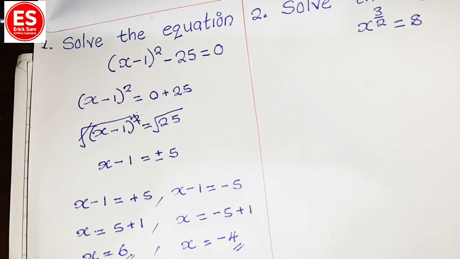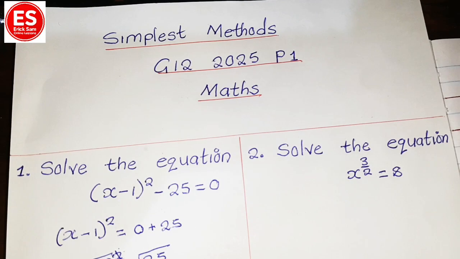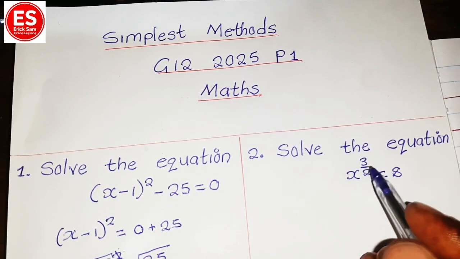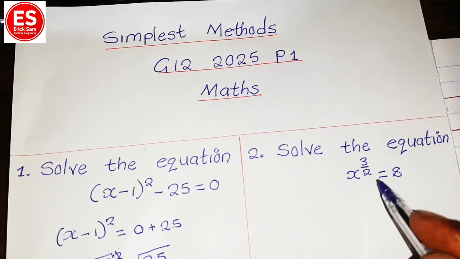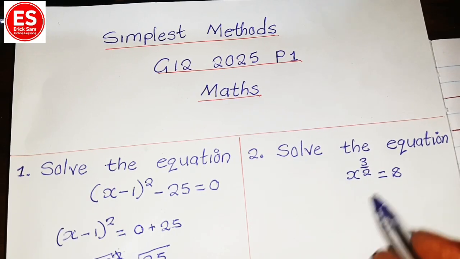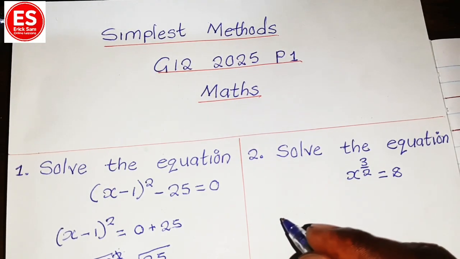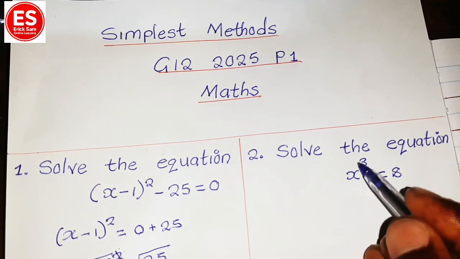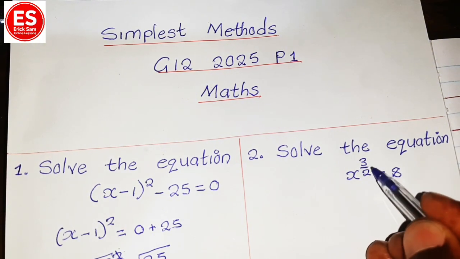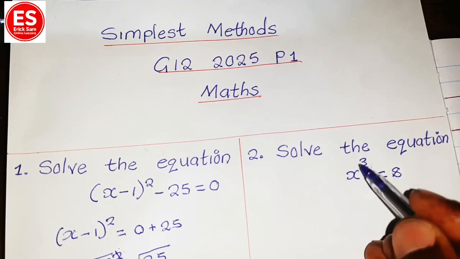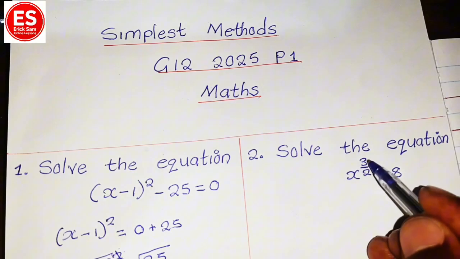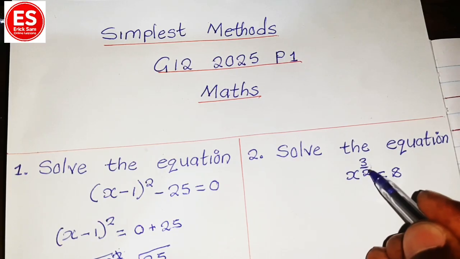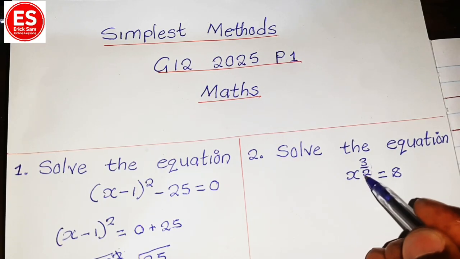Now let's look at the next question. We have x power 3 over 2 is equal to 8. Now, how do we solve such an equation? We have to look at the power that we have. This is a fraction. Whenever you have a fraction as a power, you look at whether it is positive or negative. Of course, this is a positive power. So you look at the number which is down here, which in this case is 2.